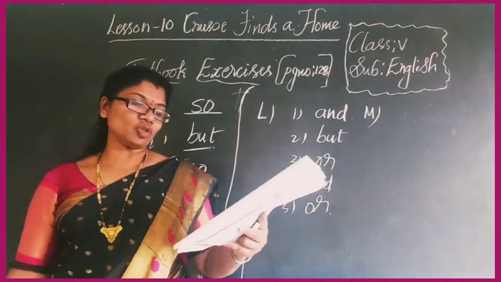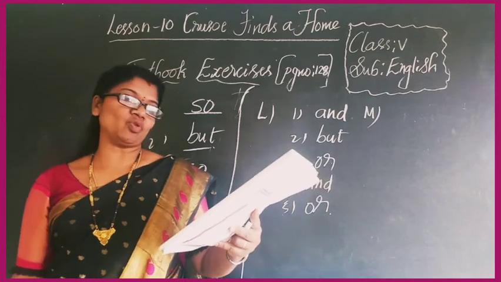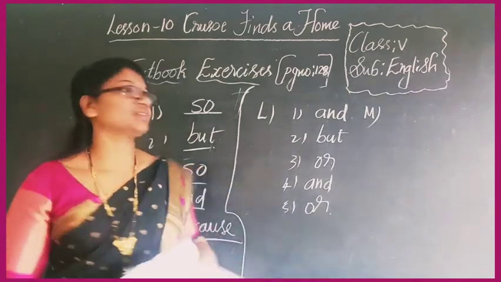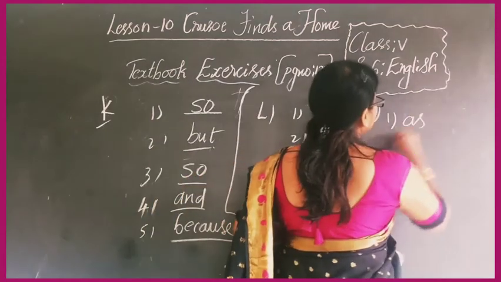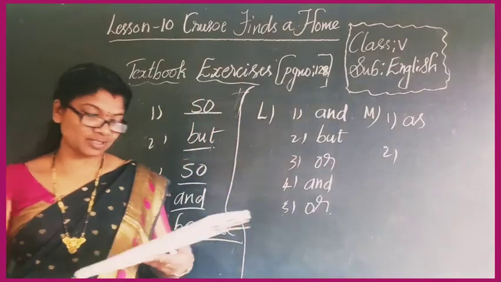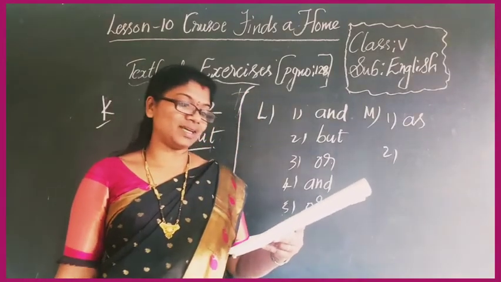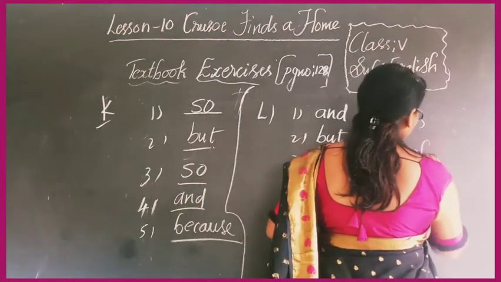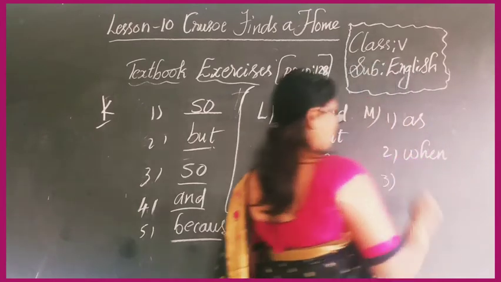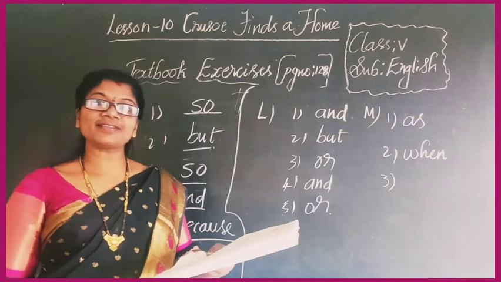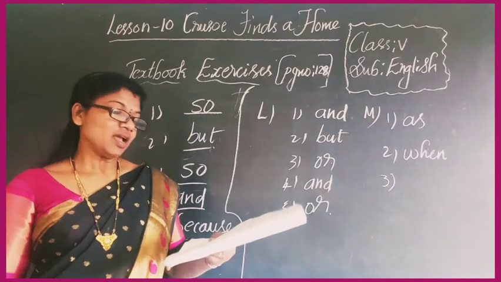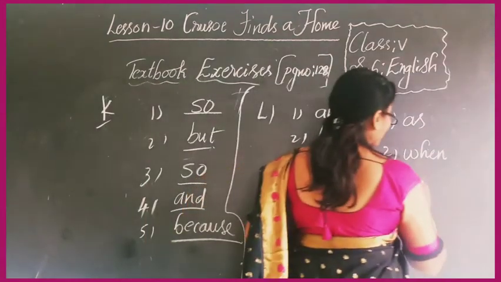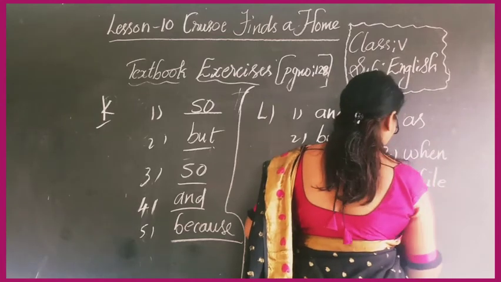First one: Ramesh could not go out to play, dash, it was raining. Not when it was raining; he could not go as it was raining. So first one, as. Second one: Seema won a painting competition, dash, she was in. When she was in. Third one: The choir practiced a song, dash, it waited for the bus. While they were waiting for the bus, they practiced a song.